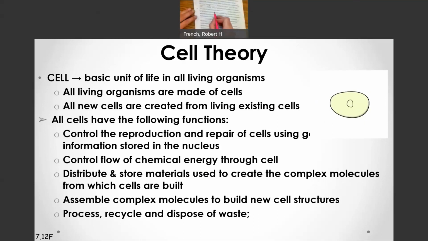All cells have the following functions: to control the reproduction and repair of cells using the genetic material in the nucleus, to control the flow of blank through the cell, that would be energy. Control the flow of energy through the cell. Distribute and store materials used to create the complex molecules from which cells are built. Assemble complex molecules called proteins to build new cell structures, and process, recycle, and dispose of waste.